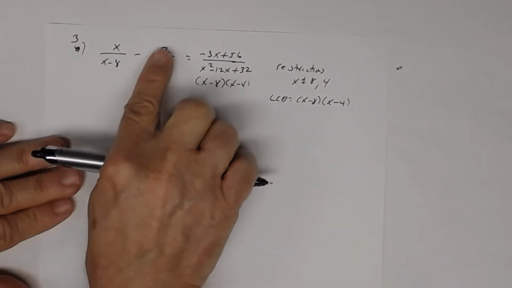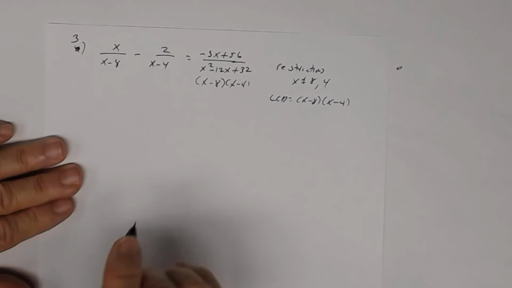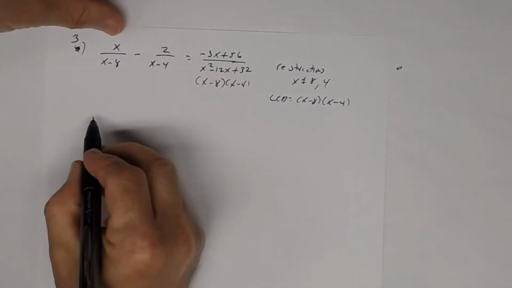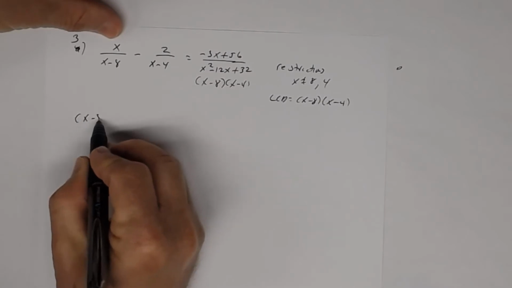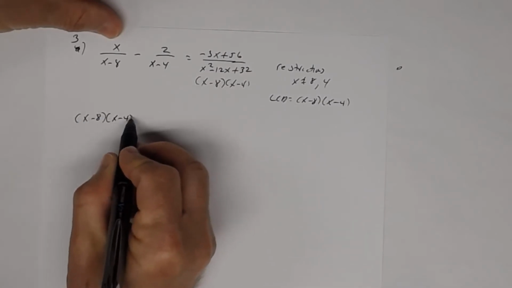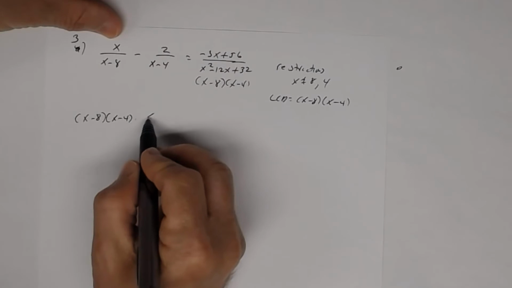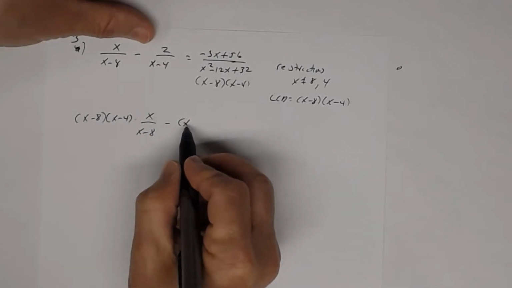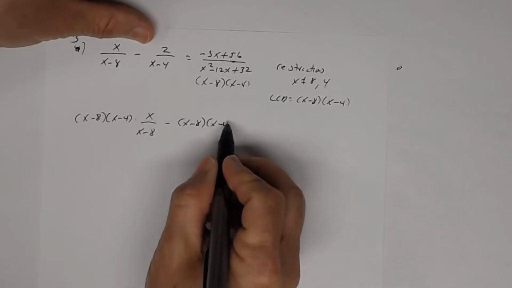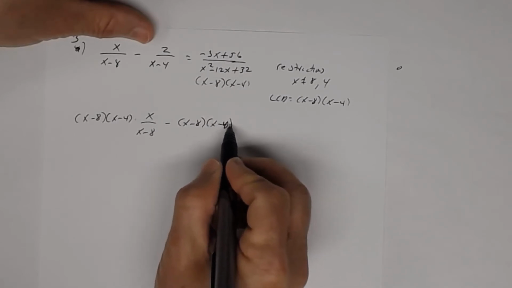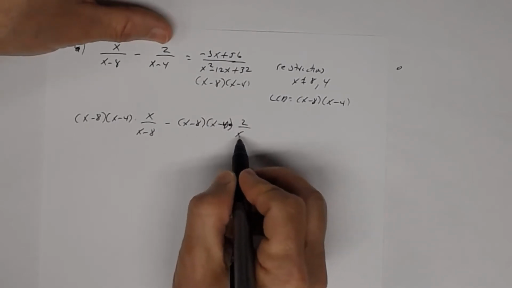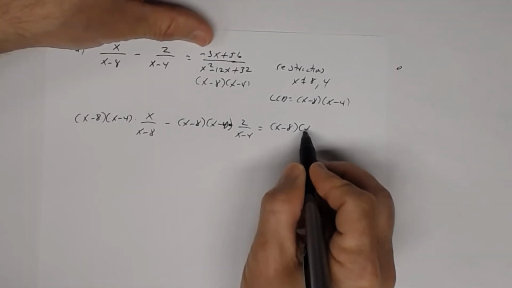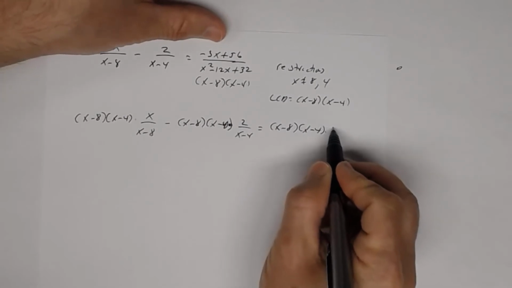So now I'm going to multiply both sides by the LCD. So basically I'm multiplying every fraction by the LCD. So I get the LCD, x minus 8 times x minus 4 times the first fraction, x divided by x minus 8, minus the LCD, x minus 8, x minus 4, times the second fraction, equal the LCD, x minus 8, x minus 4, times the third fraction, right?